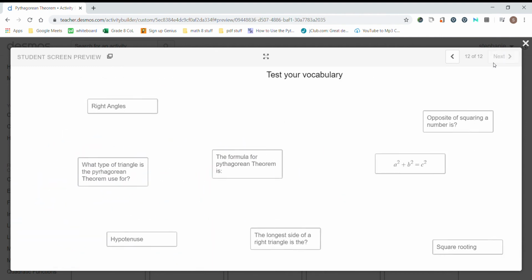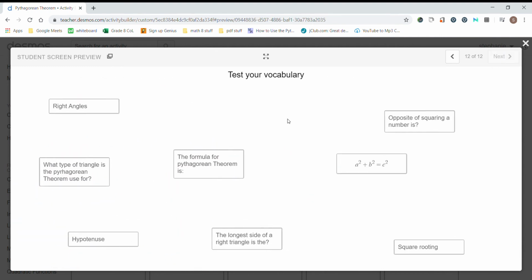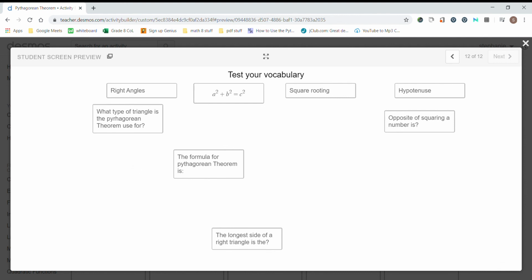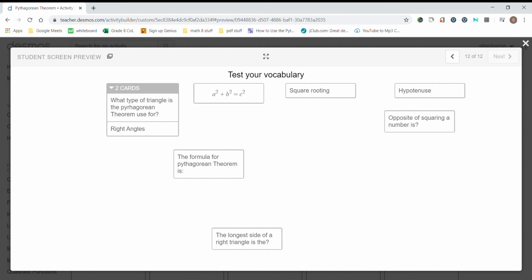All right, last thing, we just have a little test of vocabulary. So I'm going to pull all my vocab words to the top. So I have right angles, I have the formula, I have square rooting, and I have hypotenuse. So my other 4 things are definitions. So if I look at right angles, what type of triangle is the Pythagorean used for? Only for right triangles. It has to have a right angle.